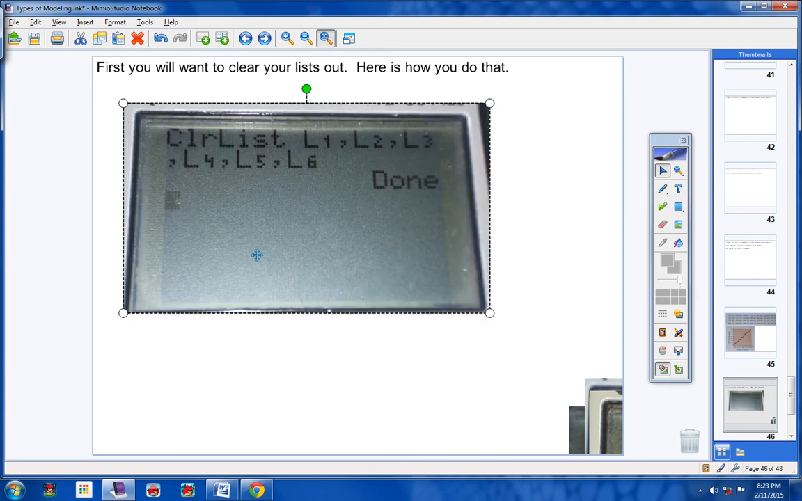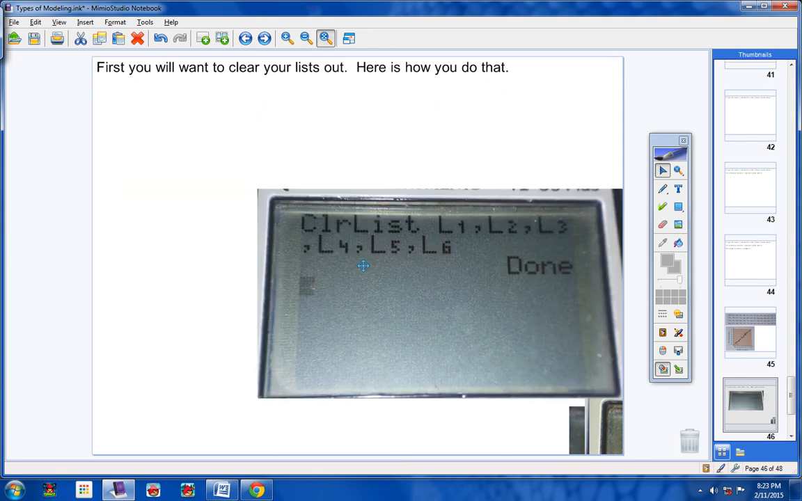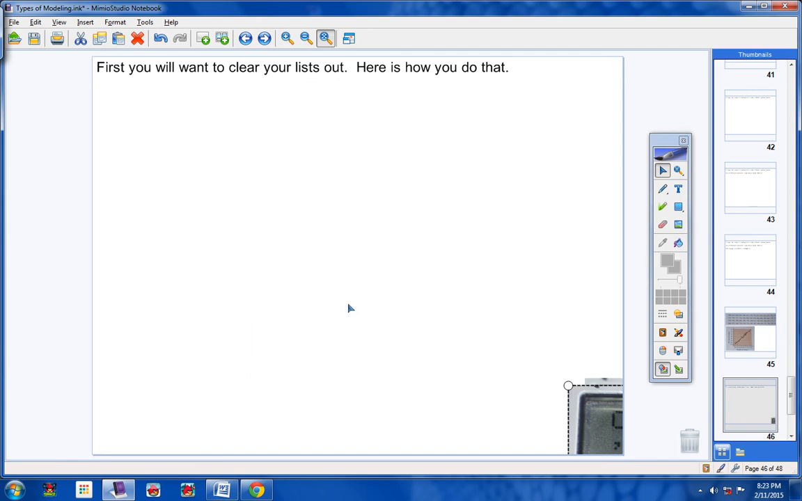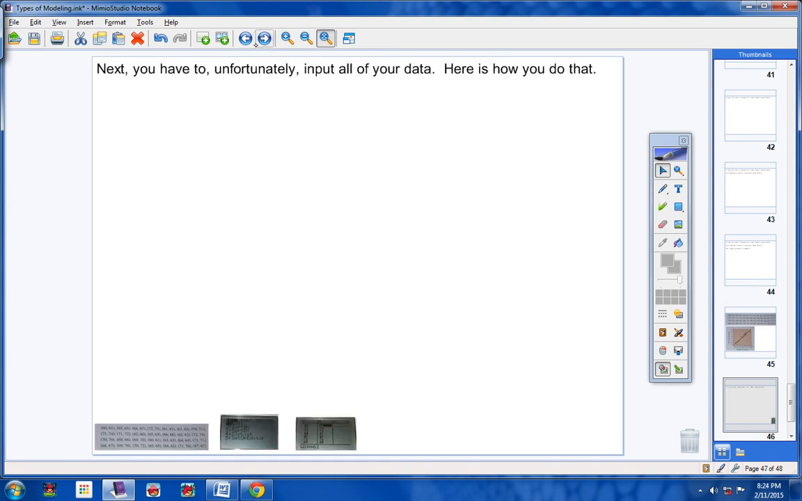Okay, so now you know all 6 of your lists are cleared. Now, did you really have to do that? Probably not, but it's good for you guys to know how to clear your lists out of your calculator. Okay, next thing you want to do is the ugly part. You're probably going to have to pause the video and let everyone do this. It'll probably take about 3 or 4 minutes, okay?